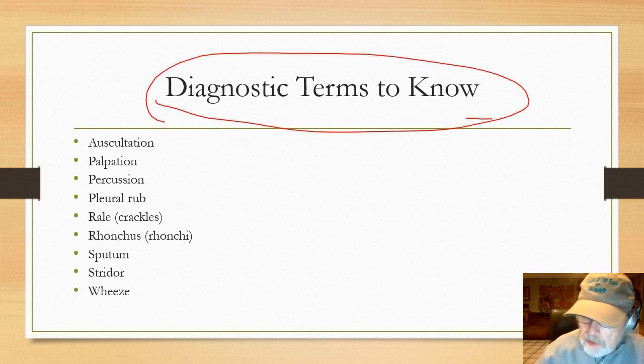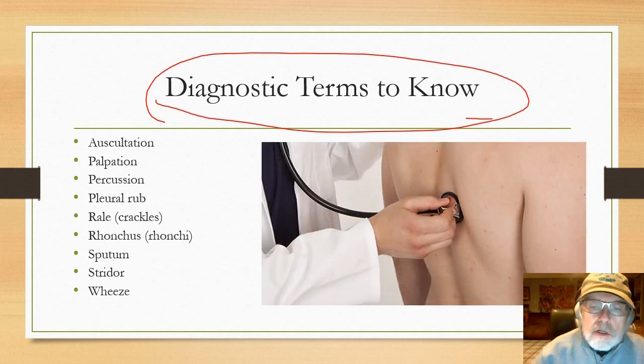First of all, the first word is auscultation. Okay, and auscultation basically means to listen. So when they use a stethoscope and they're listening to something, they really auscultate. So the process of listening to breath sounds, to heart sounds, and things like that with a stethoscope is called auscultation. Okay, so that's the first word.